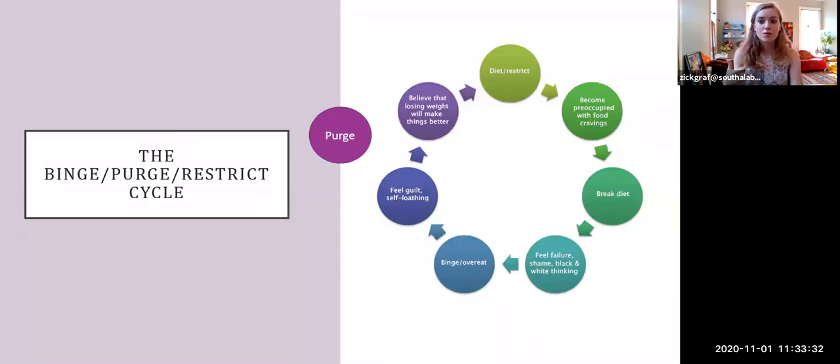Really important to these disorders and their maintenance is what's known as the binge, purge, restrict cycle. For most people, this cycle will start with restrictive eating. Restrictive eating can be a feature of dieting, so just any effort to eat healthier, eat a little bit less, lose some weight, cut out sugar, cut out carbs. Dieting behavior for many people backfires and leads to becoming increasingly preoccupied with food cravings, for reasons that we'll talk about in the next couple slides.